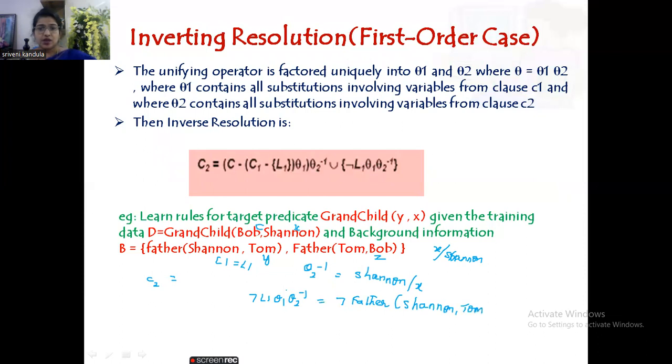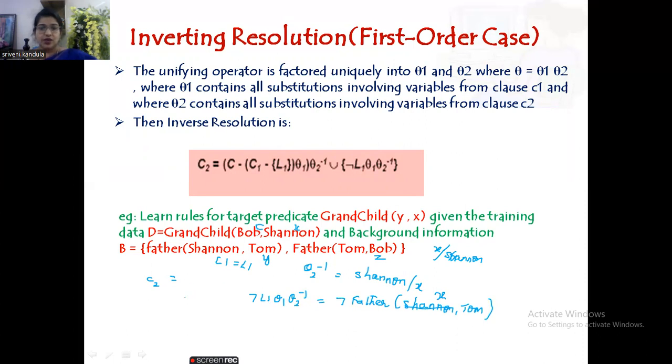So on this first I have to apply the substitution theta 1. What is theta 1? Theta 1 is an empty set, nothing. So theta 2 now I should apply. What is theta 2 inverse? It is x, Shannon has to be replaced with x. So that means this Shannon will be replaced with my x. So this is the result of negation of L1, theta 1, theta 2 inverse.